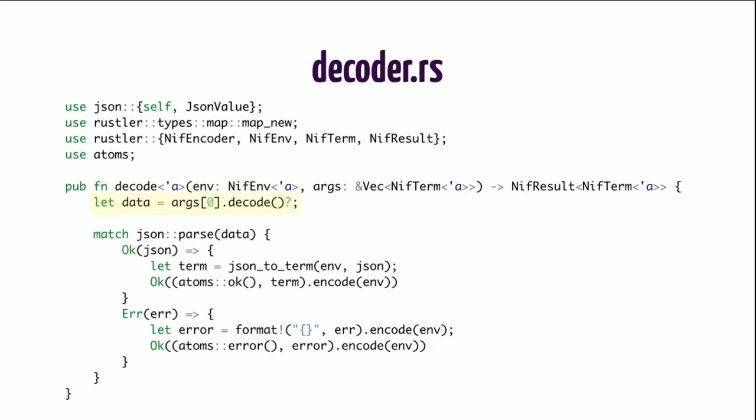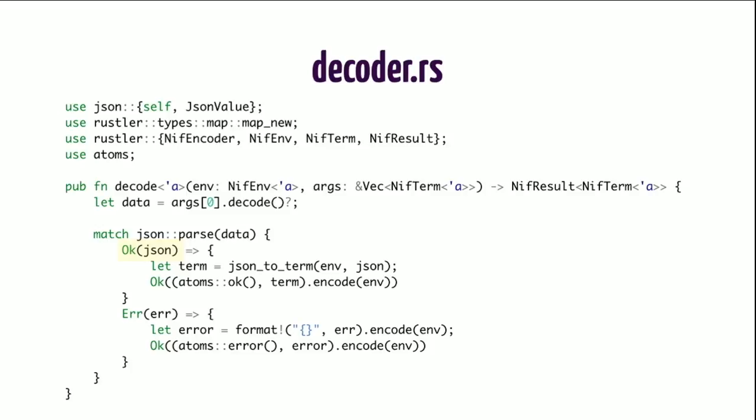So we can say args[0].decode, and that will return us the actual binary itself. And then we can use pattern matching when we're calling this JSON parse function. We pass in the data, and it returns a result. So we either get OK or an error. And this is also very, very common and similar to how you use Erlang and Elixir. A lot of functions will return a tuple of ok and the value, or error and the reason. And so this actually plays very well together.